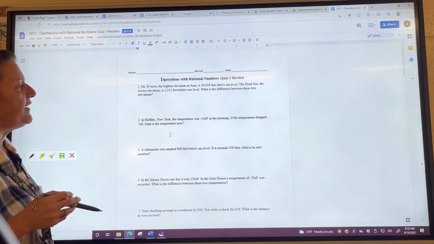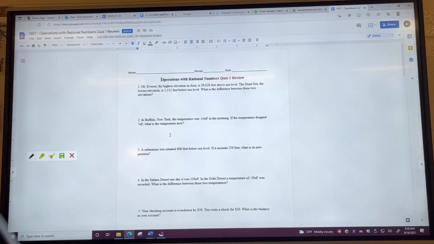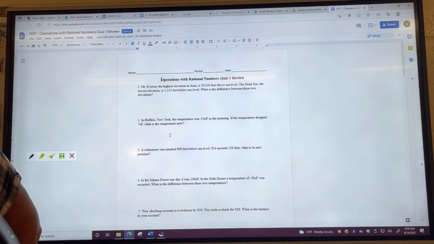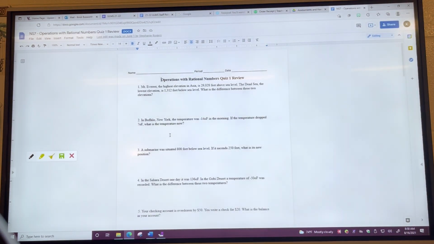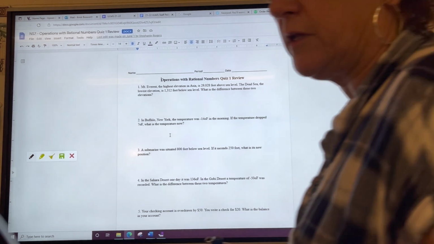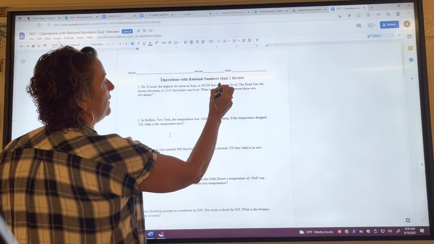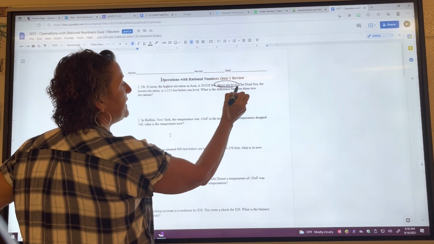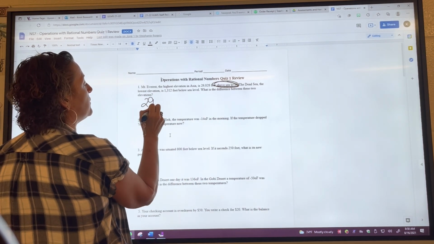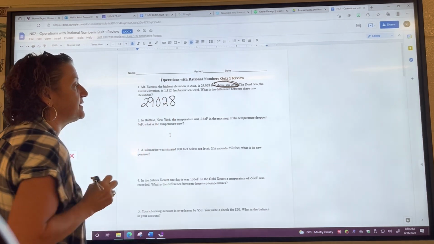Mount Everest is the highest elevation in Asia. It's 29,028 feet above sea level. So how do I write 29,028 above sea level? Well, is it positive or negative? Positive, because it's above sea level. Mount Everest is the highest elevation. Above sea level right there tells me that 29,028 is a positive number.